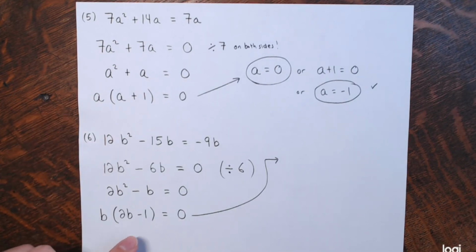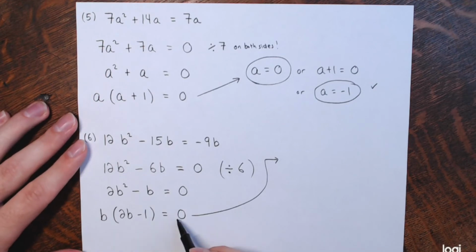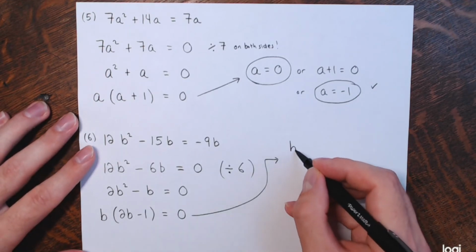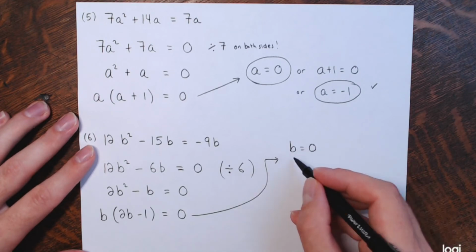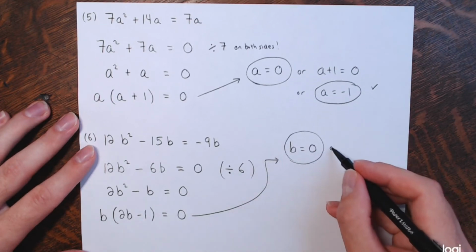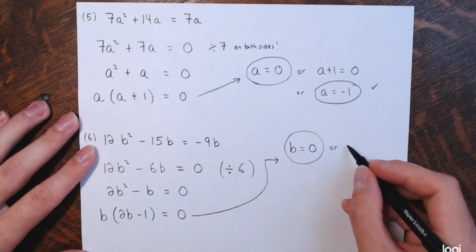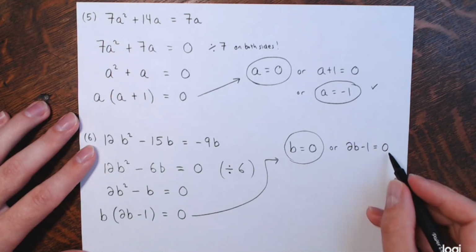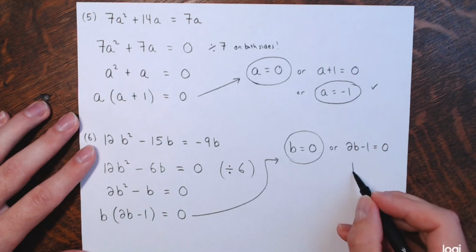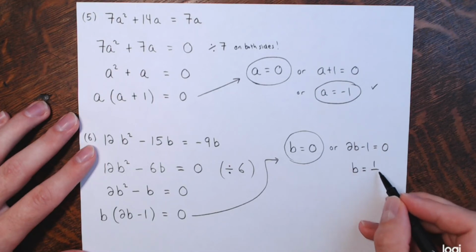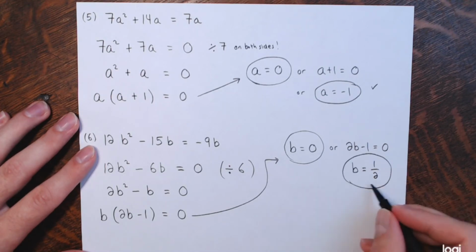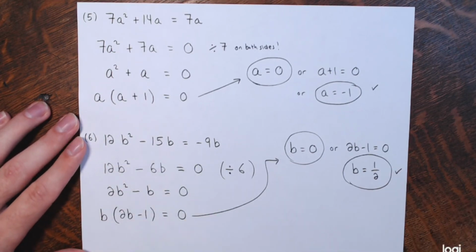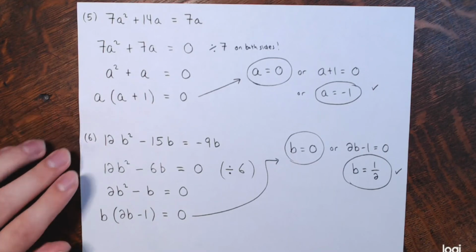And by that zero product property, the only way this is going to be equal to 0 is if either factor is 0. So either b equals 0, so there's one solution, or 2b minus 1 equals 0. And solving this, we would add 1 and divide by 2, b equals 1/2. And there's another solution. Again, don't forget to check your solutions back in the original. They should both work, though, if you did everything properly.